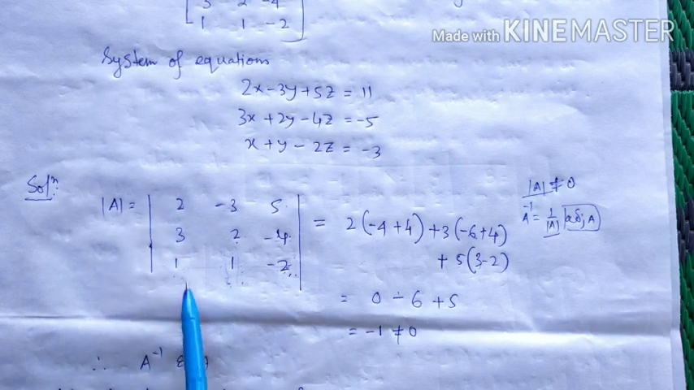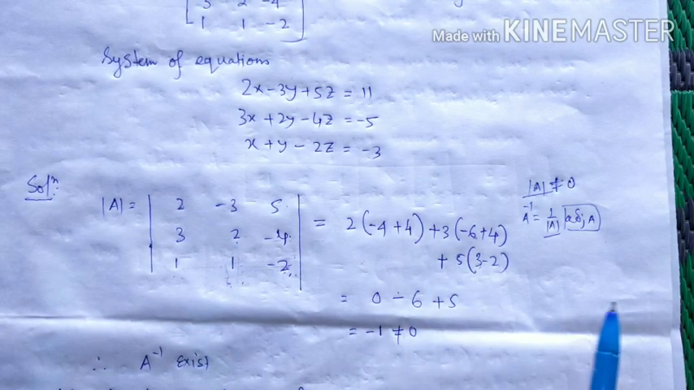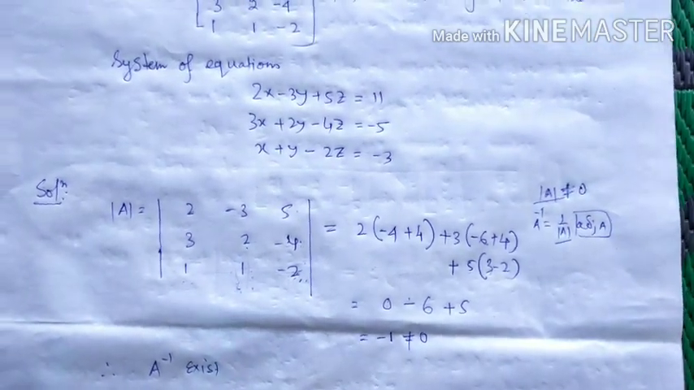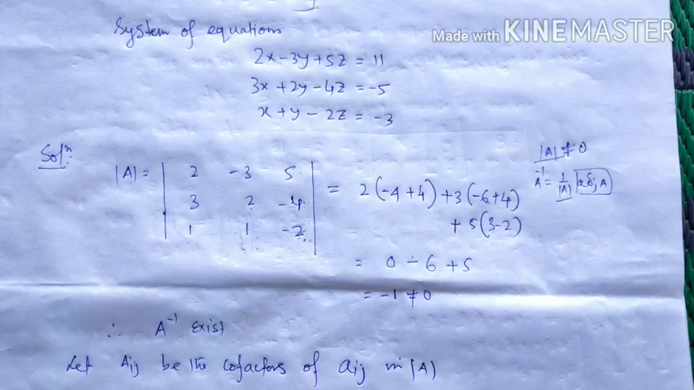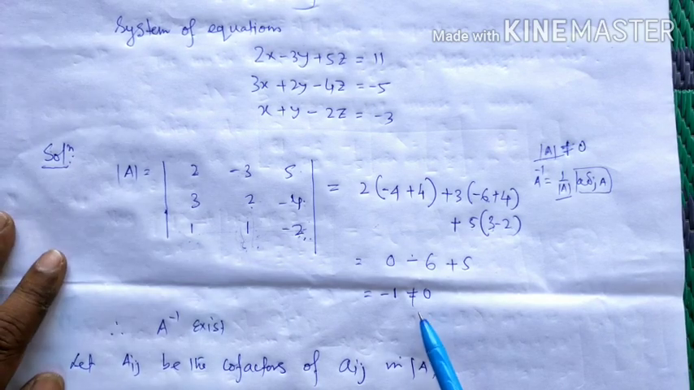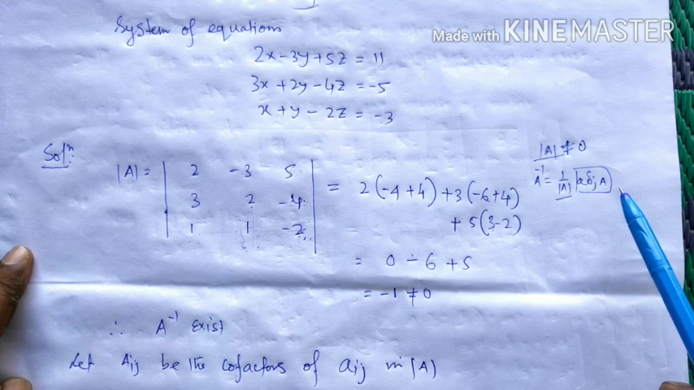So determinant A is equal to, after expanding, you will get minus. I am not explaining this. I hope you understand, and you can expand the determinant easily. Since determinant of A is equal to -1, which is a non-zero quantity, therefore A inverse exists. Okay, A inverse exists. Now to find the adjoint of the matrix.